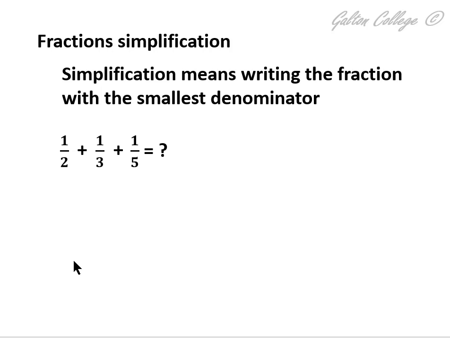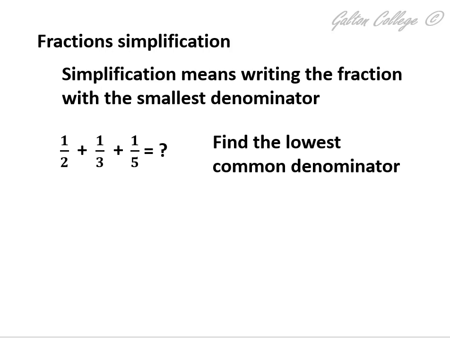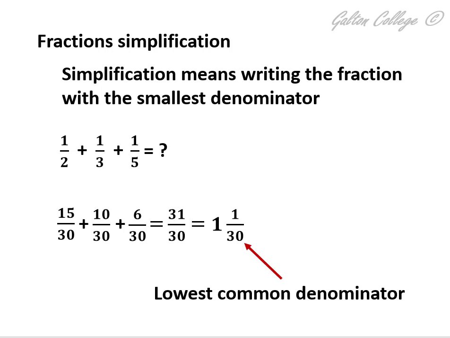Simplification means writing the fraction with the smallest denominator. So try to get the fractions with the smallest possible denominator, the one that works. Like I did earlier, we could have used 80, we could have used 40, but we used 20. So find the lowest common denominator.